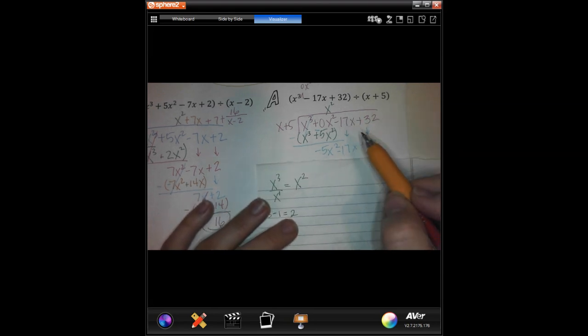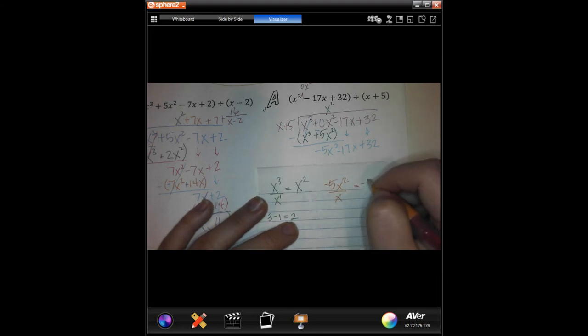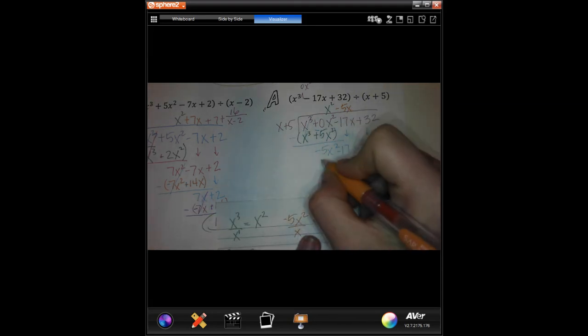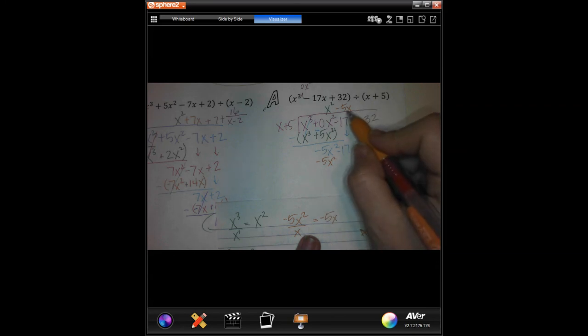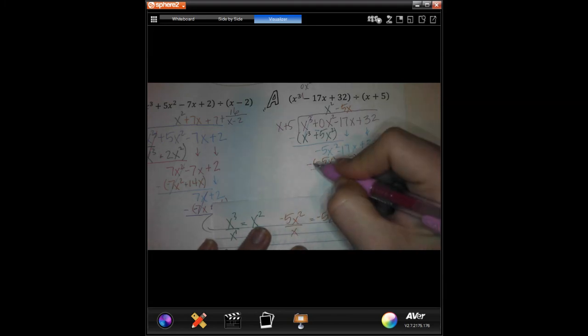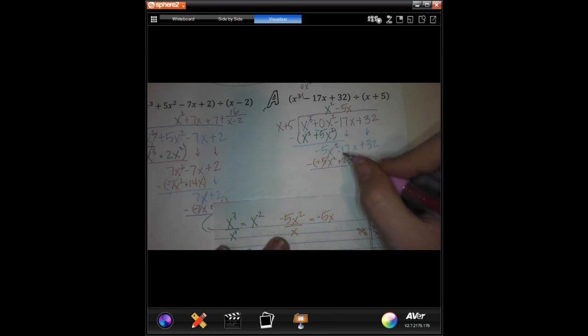All right. We've got negative 5x squared divided by x. We're going to be left with negative 5. 2 minus 1, we're going to have 1x. So this is going to be minus 5x. So minus 5x times x is negative 5x squared. Minus 5x times positive 5 is minus 25x. Put that in parentheses. We're going to take the opposite signs. So this minus becomes a positive, then those cross out. This minus makes this a positive, so we've got negative 17x plus 25x leaves us with 8x, and I'm going to pull down my 32.